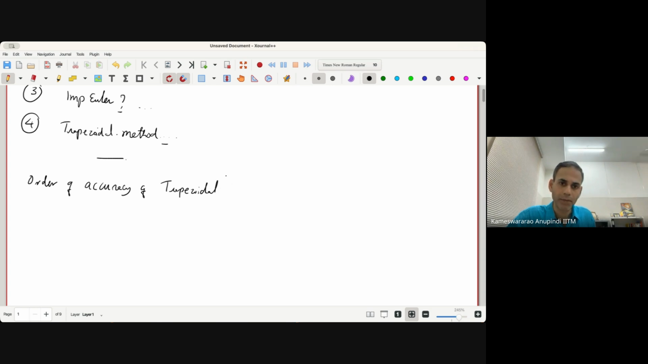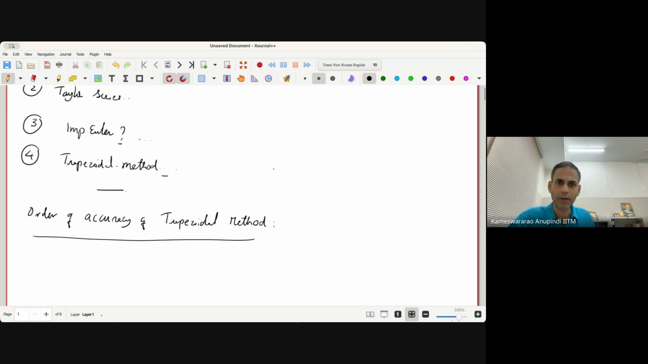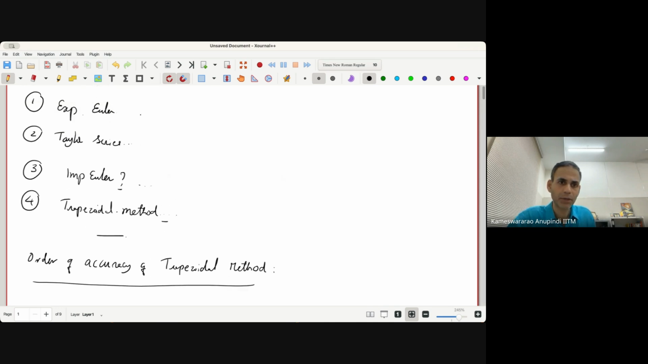Okay. If not, then let's move on to the order of accuracy of the trapezoidal method. So in today's lecture, we're going to look at order of accuracy. We said the explicit Euler and implicit Euler are essentially order h square locally, but globally they are order h, right? But in the trapezoidal method, we have not actually formally calculated the order of accuracy.